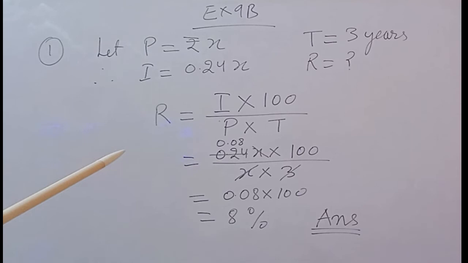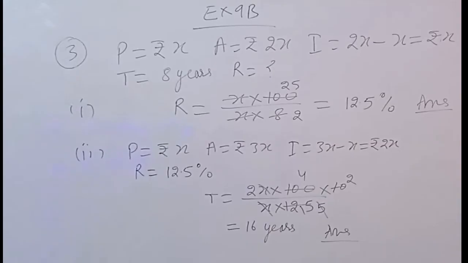Put the values: 0.24X into 100 upon X into 3. X and X cancel. 0.24 when we divide by 3 will give 0.08, and 0.08 multiplied by 100 will give 8%. So rate of interest will be 8%. In that manner you can do question number 1 of exercise 9b.